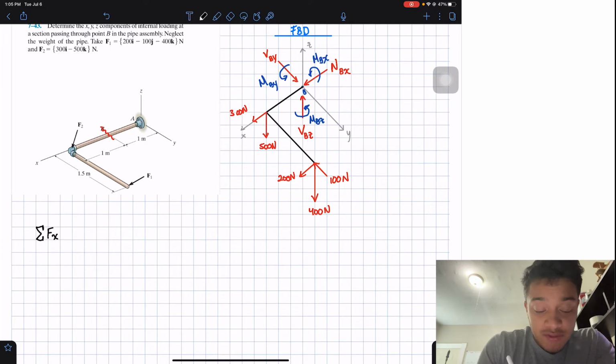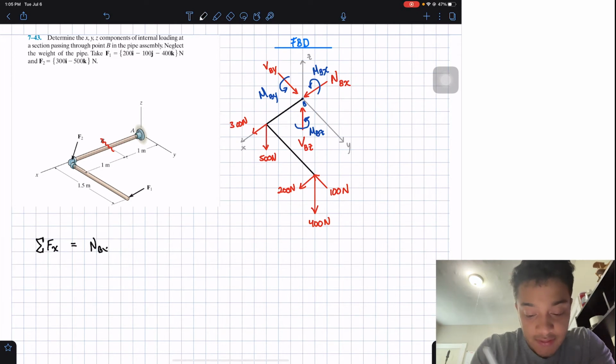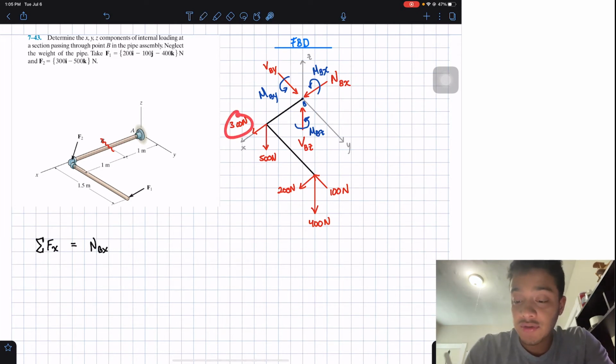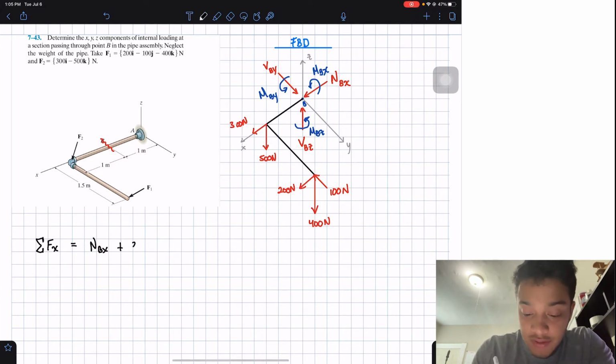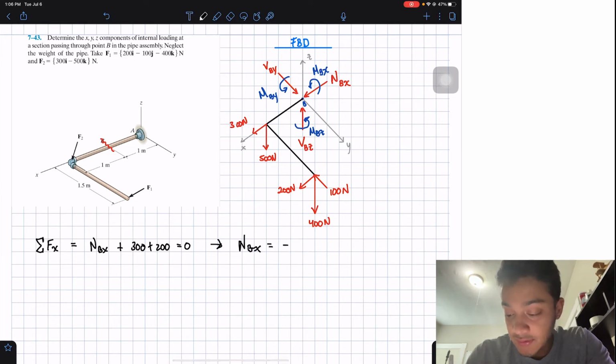So we are going to do the sum of forces in the x direction. And what do we have? Well, first, I like to start with my unknown, the one that I want to find, so NBx. Then in the x direction, I have 300 newtons and 200 newtons, all going positive, so plus 300 plus 200 newtons, and this should be equal to 0. So here we can solve for NBx, and we will find that this is equal to negative 500 newtons, okay?